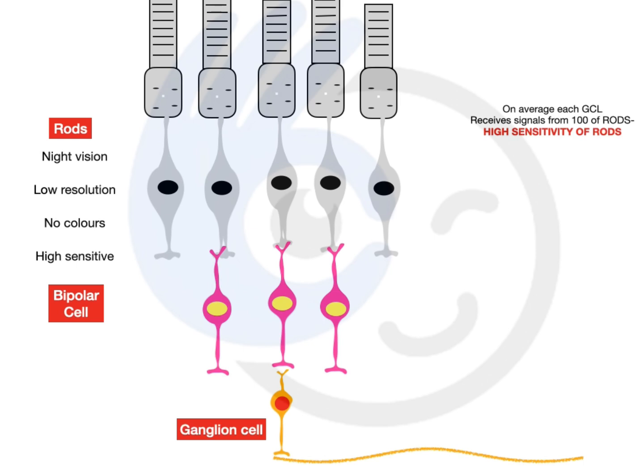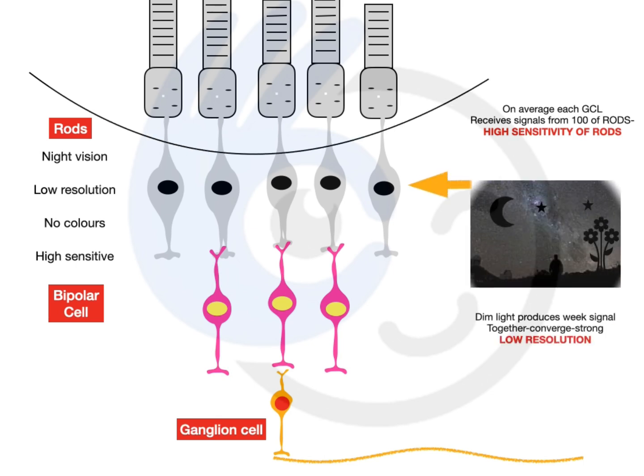Actually, the same process happens in both the rods and the cones. But what happens in the rods? On average, each ganglion cell receives signals from hundreds of rods. So the action potential generated by the rods will be more. So they have a high sensitivity. That's why they are able to detect an image in the dark. But these are activated only by a dim light, so the signal produced by them will be very weak.